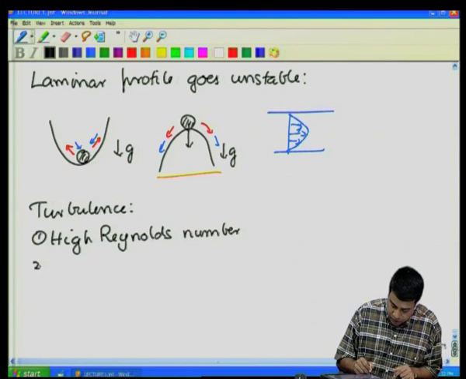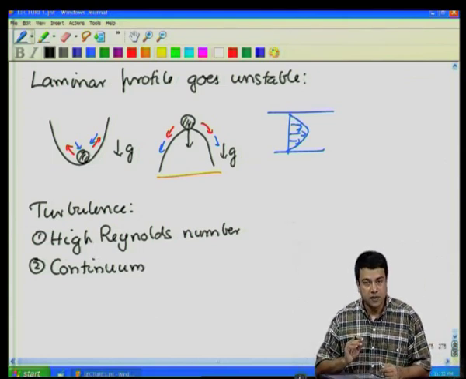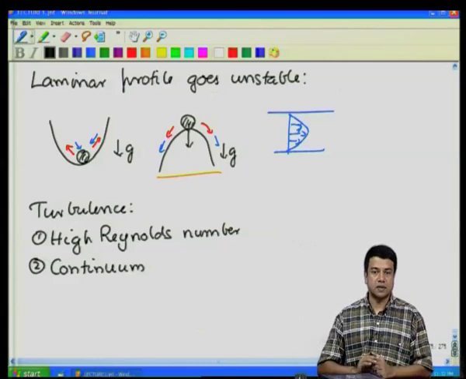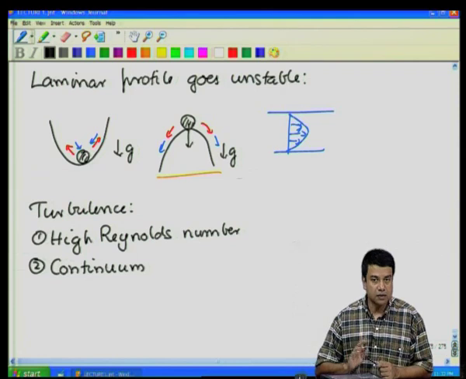The second important point is that it is a continuum phenomenon. It is obtained by a solution of the continuum equations, that is the continuum Navier-Stokes equations. It is not that the continuum approximation itself breaks down. So, it is a continuum phenomenon. Even though there are large fluctuations in a turbulent flow, it is still a continuum phenomenon.